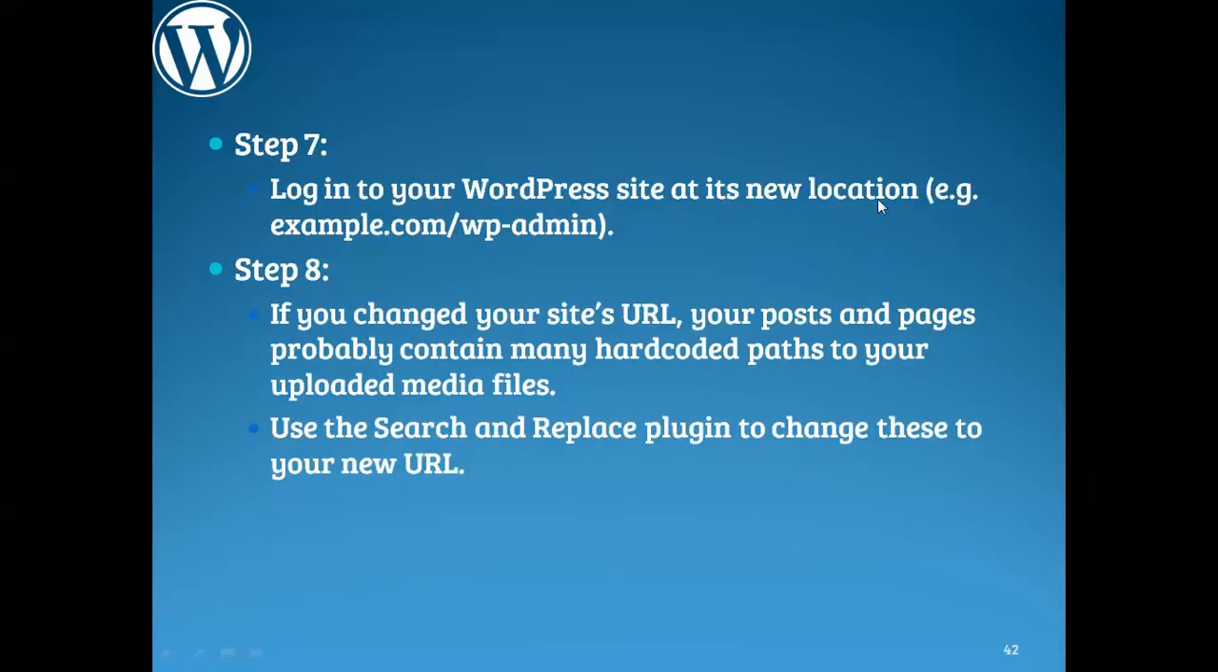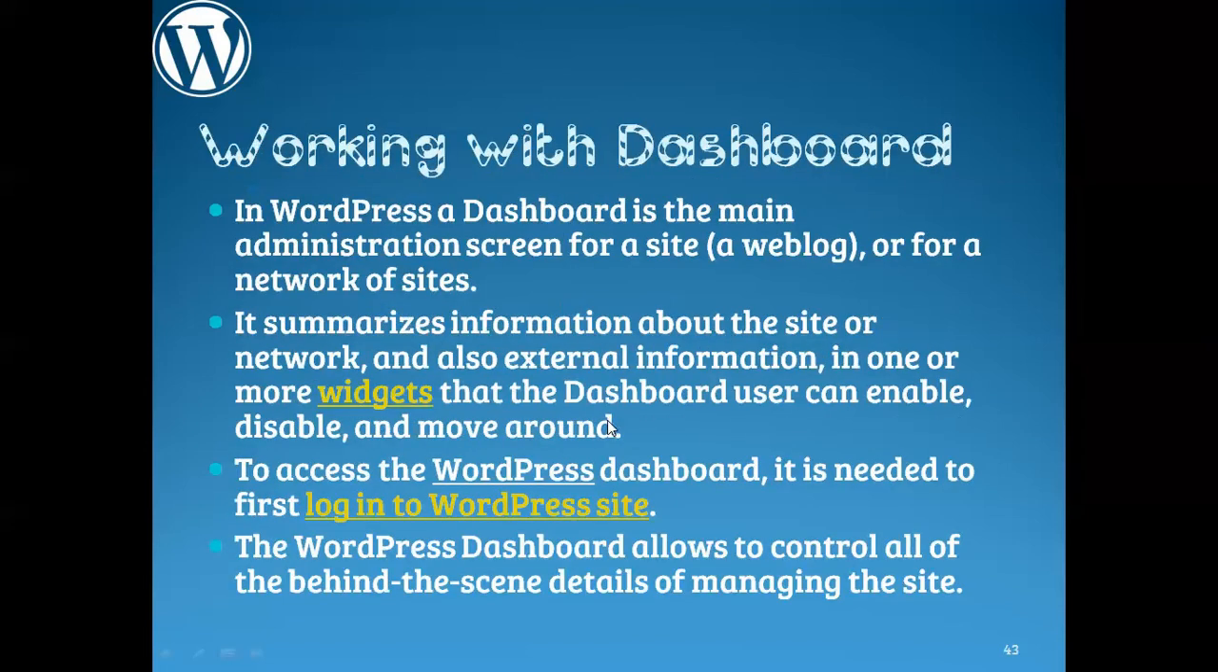Log into your WordPress site at the new location, for example, whatever your site name is, facebook.com/wp-admin, anything. Step 4: if you change your site's URL, your posts and pages probably contain many hard-coded paths to your uploaded media files. Use the search and replace plugin to find these and update them to the new URLs.